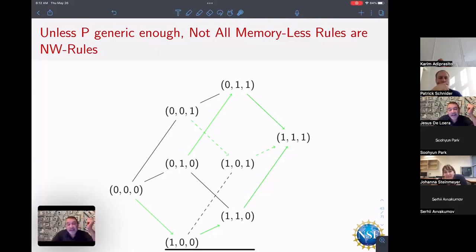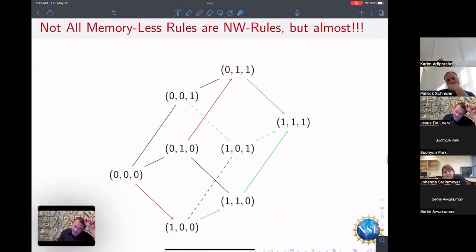But you might ask, is every memoryless pivot rule an NW rule? And the answer is no. Here's an example with a regular 3-cube. The reason this is not NW is because in NW, when you are at a vertex, and if the cone of the vertex, so for example, here is this vertex here. Here is the best picture.